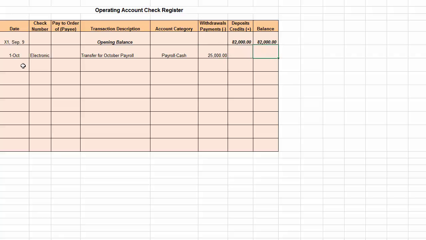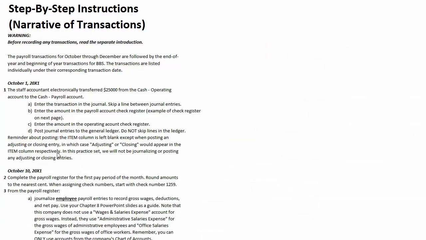And then if you want to do a formula in here, you would say equals the previous balance minus the withdrawal column and plus the deposit column. And you could even copy that formula down if you wanted to. And now we're done with that step. So in the next step, we will post the journal entries to the general ledger.